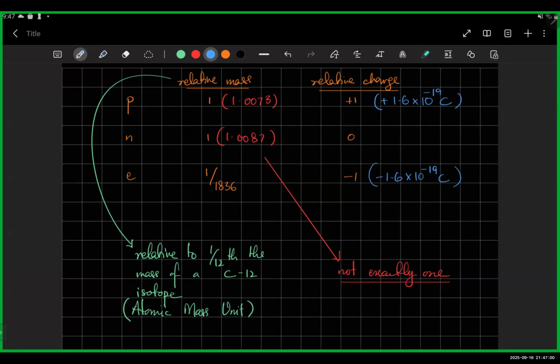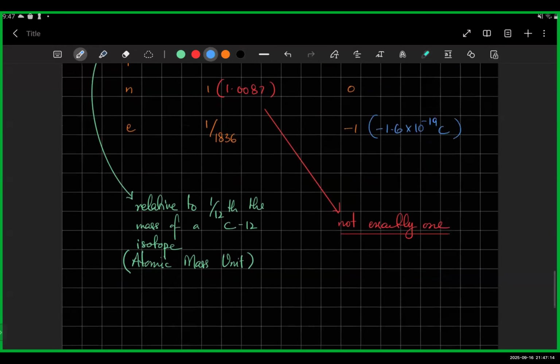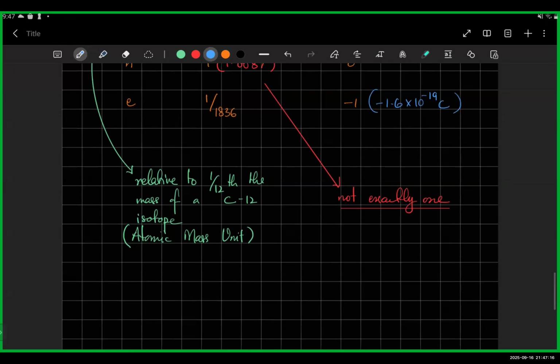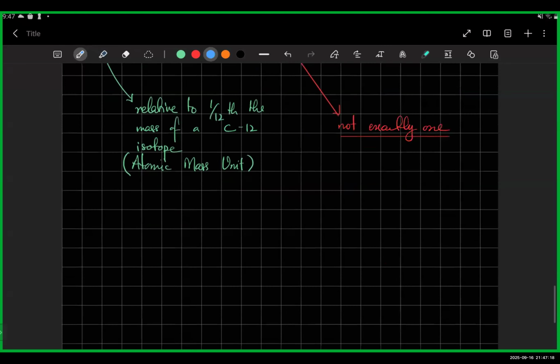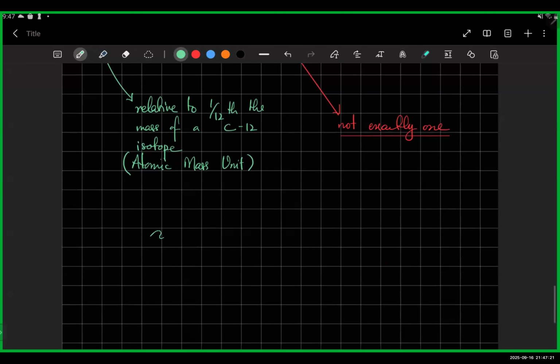It's measured in coulombs, but it's a lot more convenient to just say plus one and minus one. But make sure you know this. The proton is not exactly one. The neutron is not exactly one. So now, based on this, if you open the periodic table, you'll see a lot of symbols. For example, you'll have sodium.